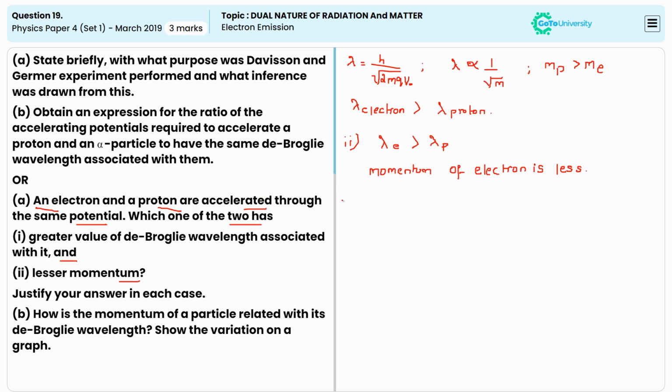Now part B. How is the momentum of a particle related to its de Broglie wavelength? Show the variation on the graph. We know that lambda is equal to h divided by p, and the graph looks like this. It is 1 divided by p: as the p value increases, the lambda value gradually decreases. This is the variation on the graph.